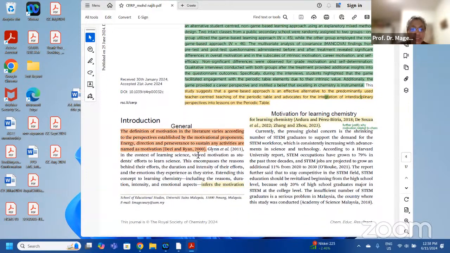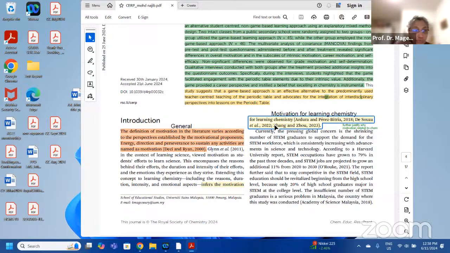Looking into Glynn's perspective, Glynn actually talked about motivation about science. But you must understand, in this paper, I'm talking about motivation about chemistry, not science. So even though it is about science, some people, you see here, Bandura, D'Souza, Zhang and Zhao, all these people have used Glynn's definition of motivation and put it in the context of chemistry. You understand? So I talk about motivation first and I narrowed what is the motivation in this study, what I mean by motivation in this study.